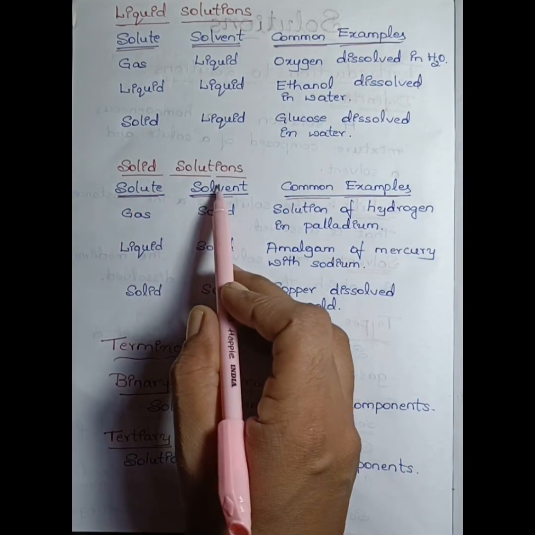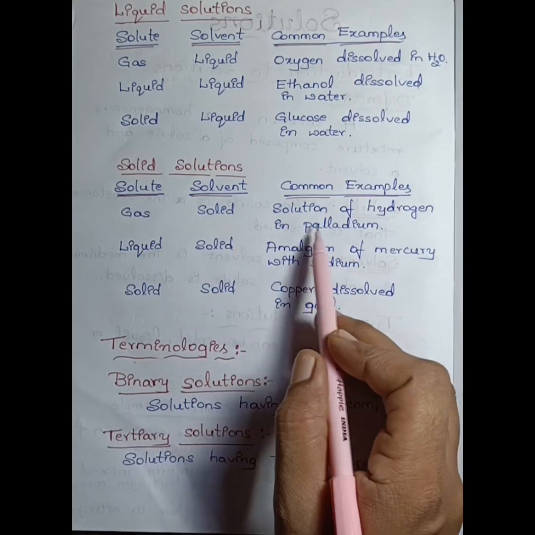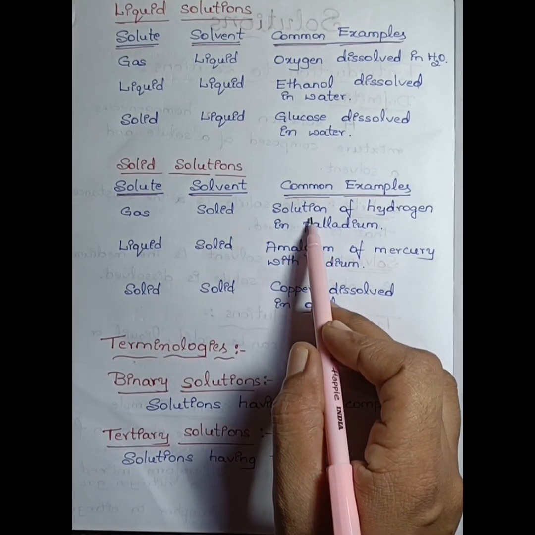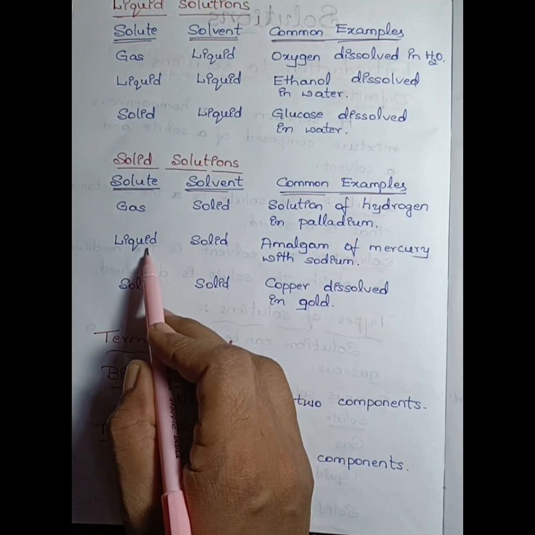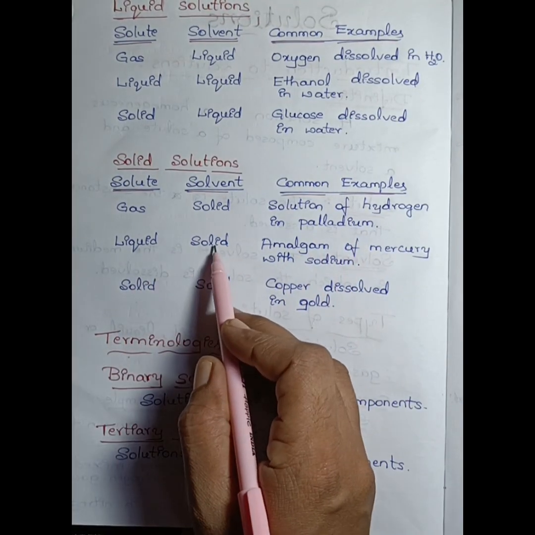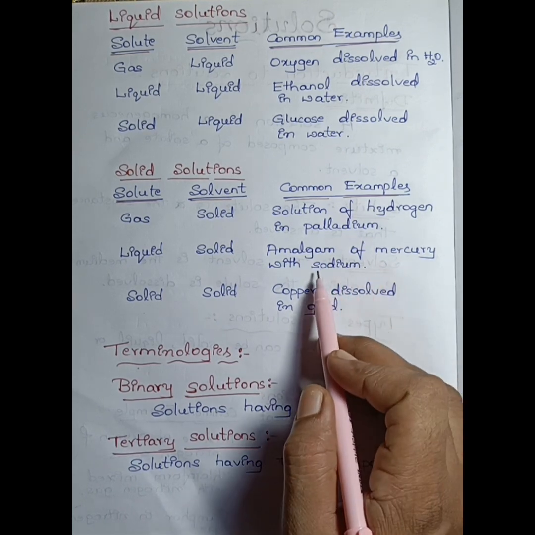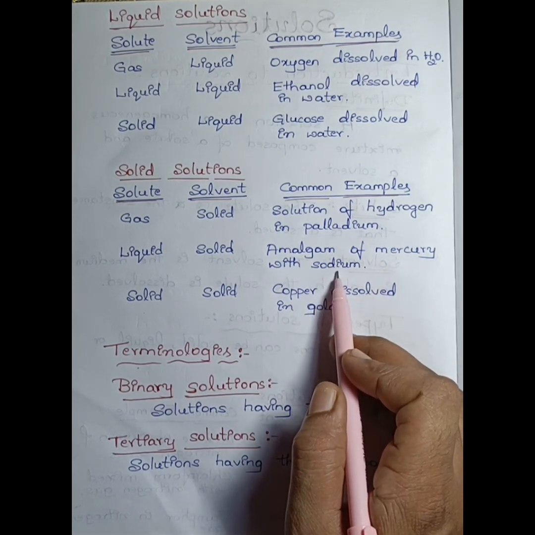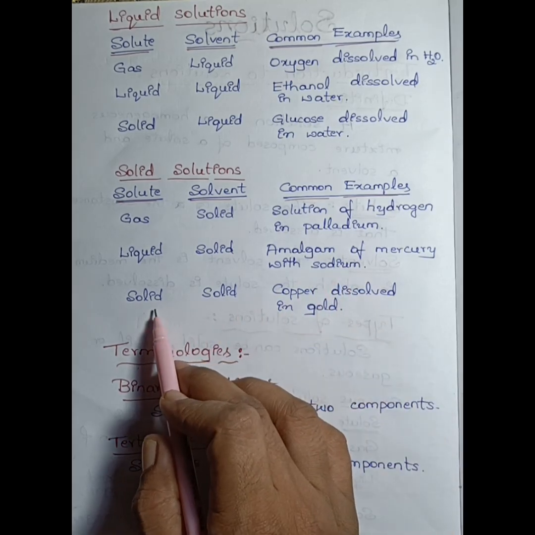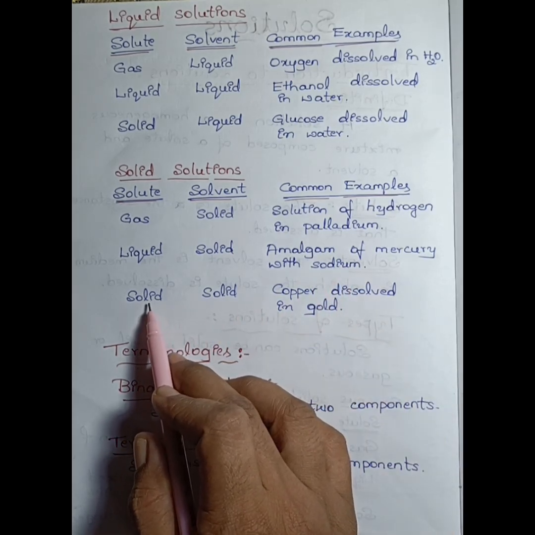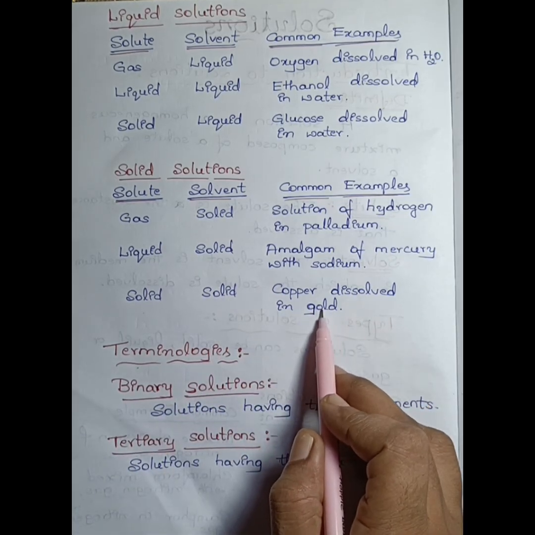And next one is solid solutions. If solute is a gas and solvent is a solid, then an example is a solution of hydrogen in palladium. If solute is a liquid and solvent is a solid, then an example is amalgam of mercury with sodium. Next, an example for solid solute and solid solvent: copper dissolved in gold.